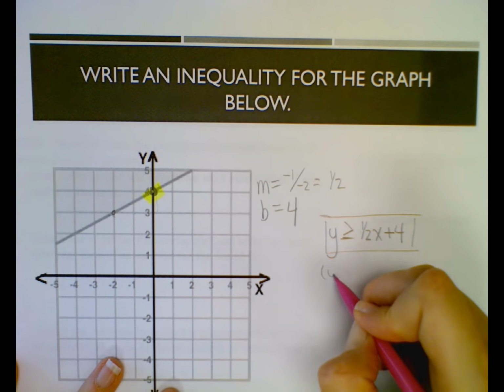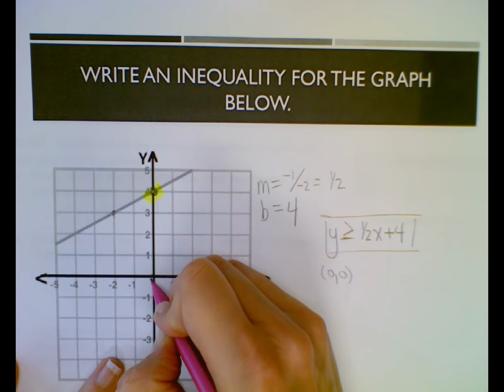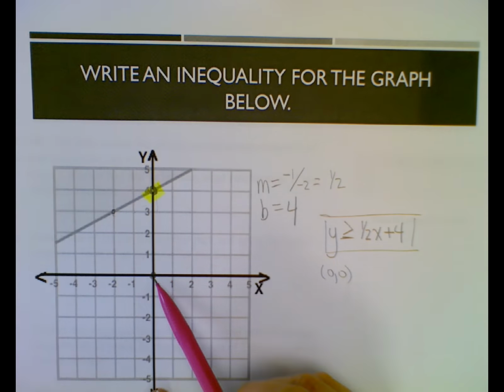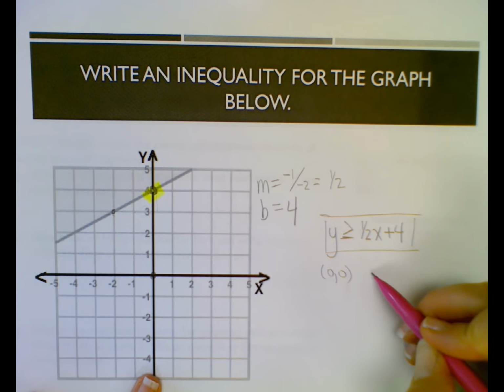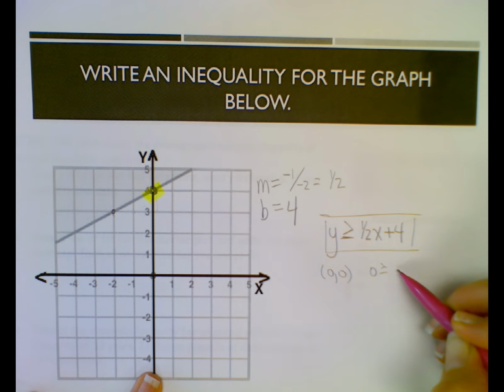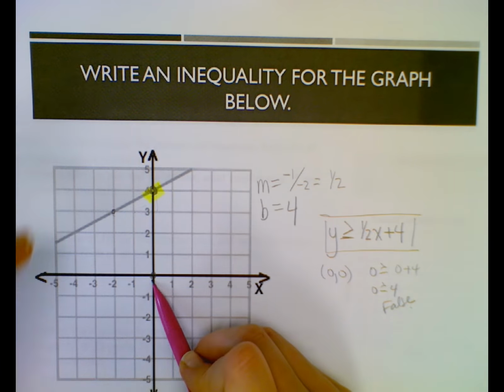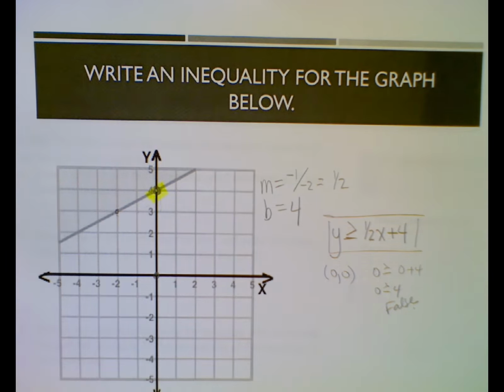Again, to test, if I use 0, 0 to plug in, this time it should come up false because it's not in the shaded portion. So if I say 0 is greater than or equal to 0 plus 4, well, 0 is not greater than or equal to 4. That is false. And the good thing about that is I wanted it to be, because it's not in the solution set. Remember, the shaded region is your solution set.